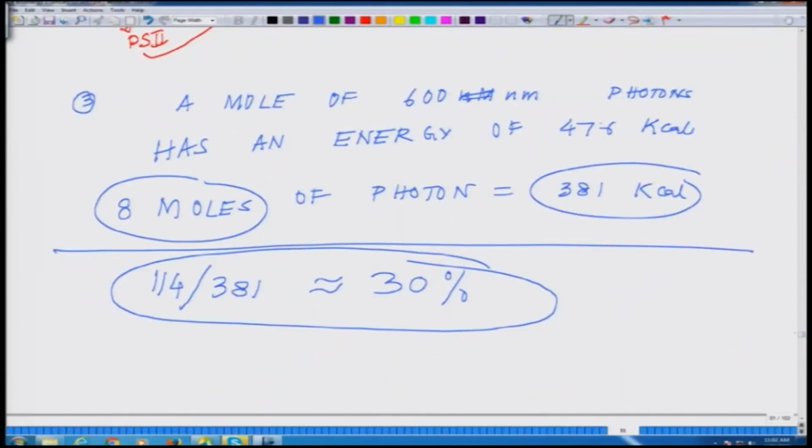So, the take home message for you is this part: a mole of this much amount of light, which is 381 kilocalorie, is what is needed to convert 1 hexose molecule, which is 114, and if divided, what you are getting is 30% efficiency. So, overall photosynthesis is 30% efficient.